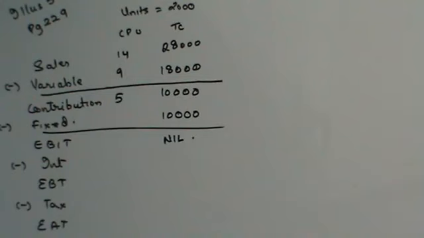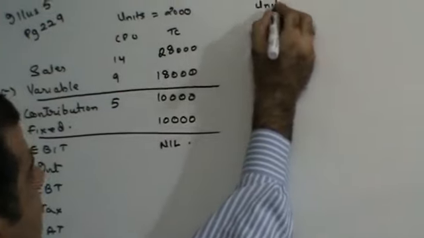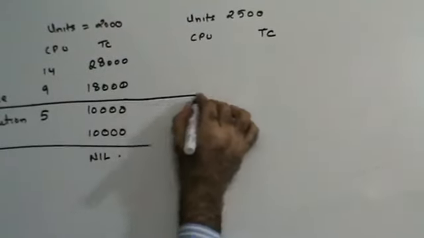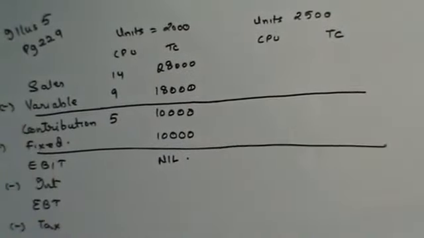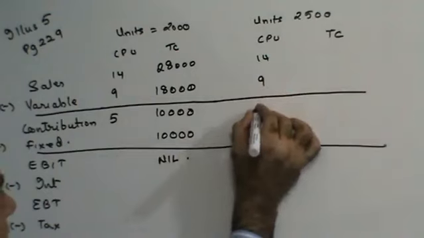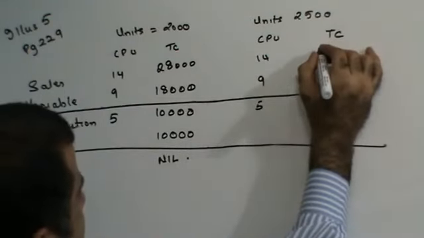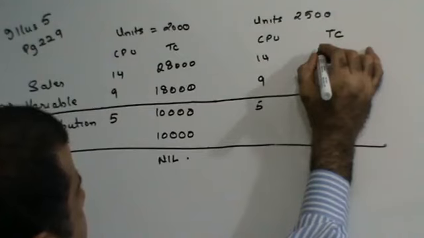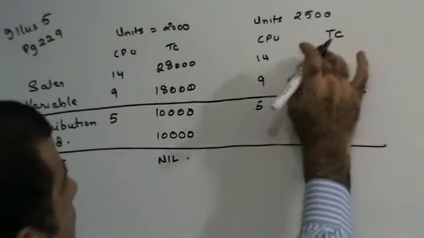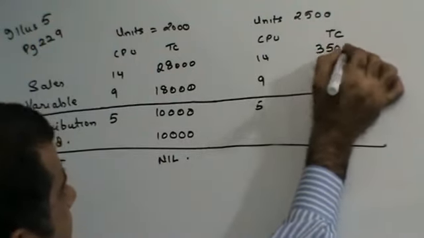Once this is done, they have asked you to calculate operating leverage for a sales volume of 2500 and 3000 units. Case 2, 2500 units. Even if I increase the sales of units, the CPU will remain the same. So CPU will still be 14, 9 and 5. Multiply. Someone please help me multiply this. 2500 into 14. 35,000.